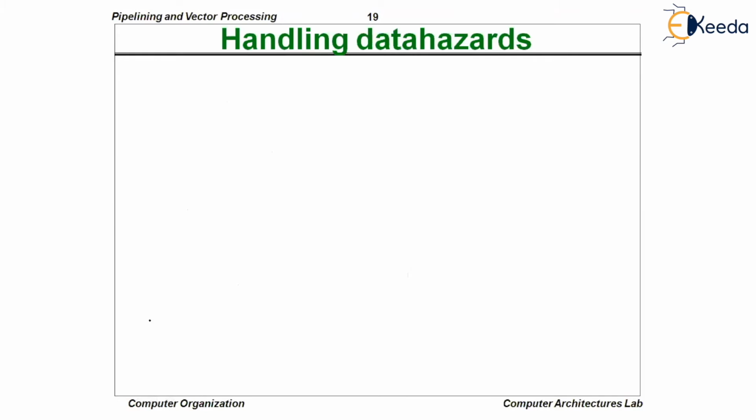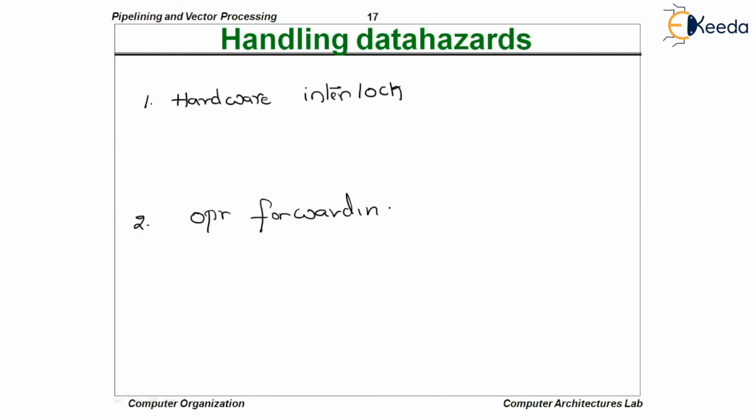There are a few methods. Let me tell you. The data hazards can be handled in 3 different ways. The first one is hardware interlock. Okay, and the second one is operand forwarding, and the third one is delayed load. Okay, simple. Here the approach is the hardware interlock is going to identify the dependencies in between the instructions.